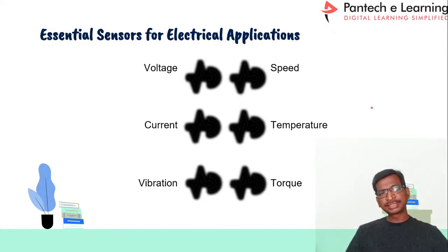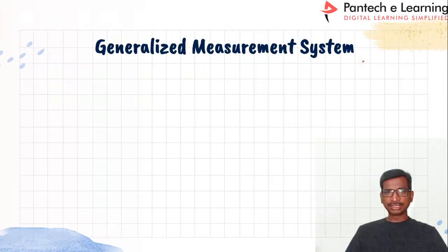So here these are all some essential sensors for the electrical applications: voltage, current, vibration, torque, temperature, and then speed. So these 6 parameters we have to use in the electric vehicle applications, right? So let us take a generalized measurement system. Whatever the sensors, what is the basic block diagram for the measurement systems?